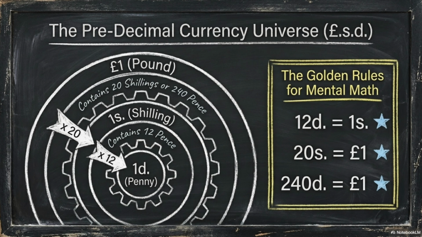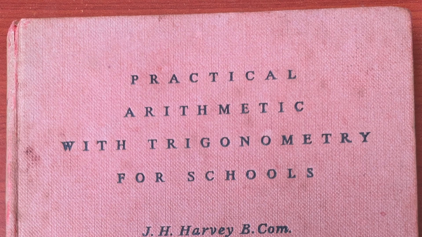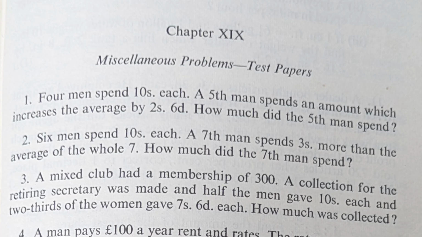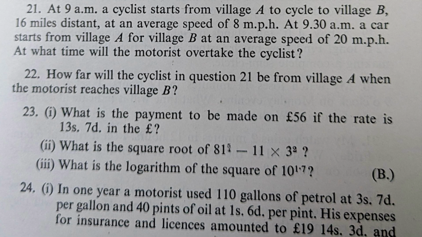The old British money system of pounds, shillings and pence wasn't actually that difficult to work with. It just meant that calculations took a bit longer. So in this video I'm going to give you an example question taken from a book called Practical Arithmetic with Trigonometry for Schools. It was published in 1955 and it was aimed at pupils who were studying for the General Certificate of Education, the ordinary level, the GCE O level.